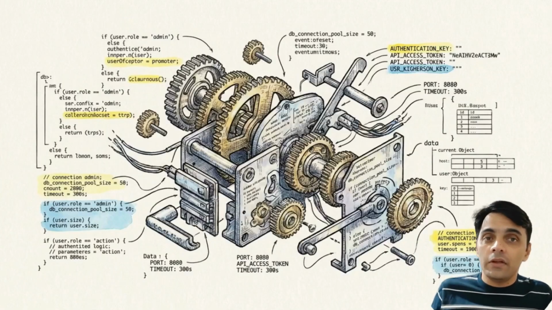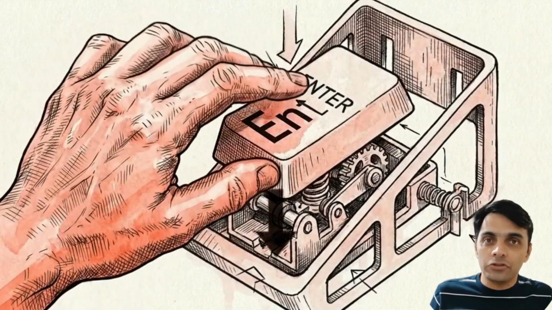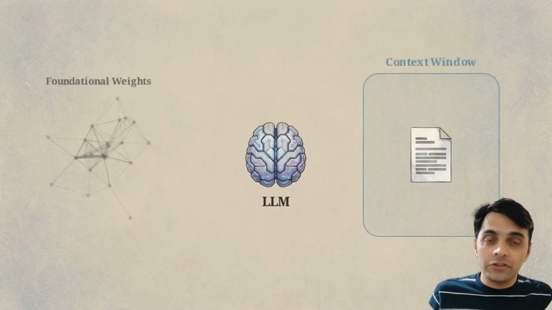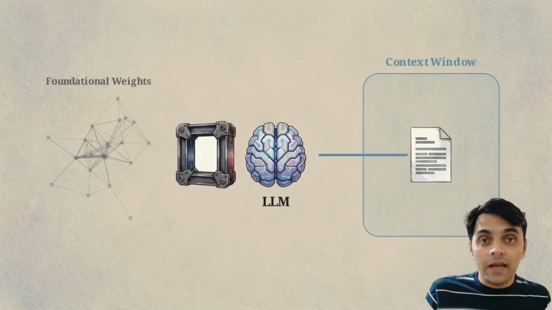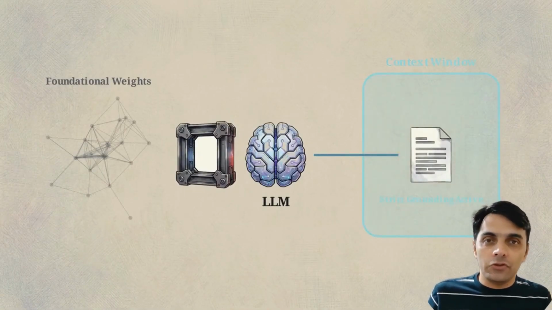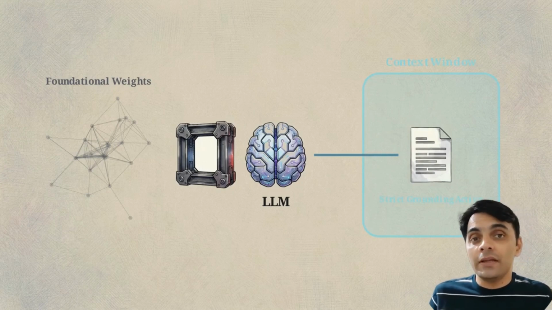Layer 5, grounded generation. The final safeguard is grounded generation. You apply strict conditional logic to the model's generation parameters. If the answer is not present in the retrieved context, you force the model to say, "I don't know." This strict grounding prevents the model from hallucinating or inferring secrets based purely on its foundational training weights.